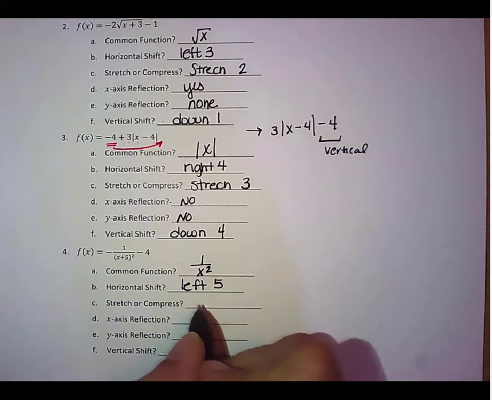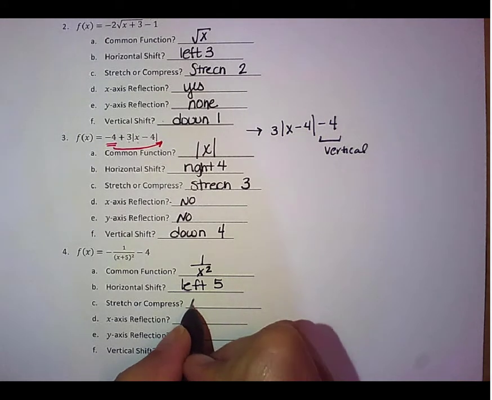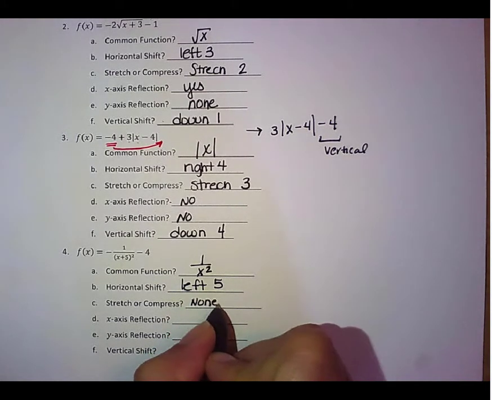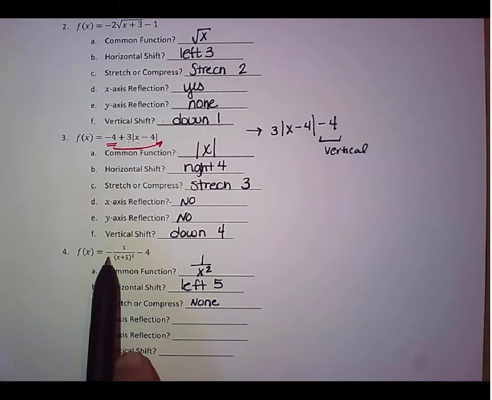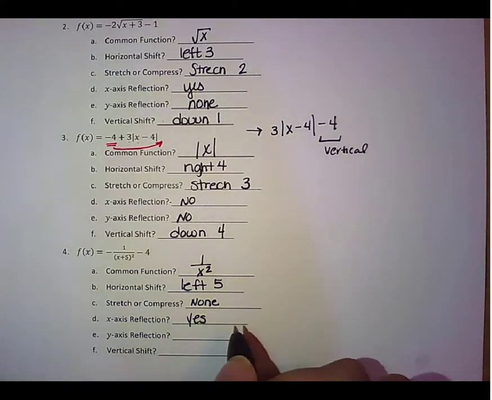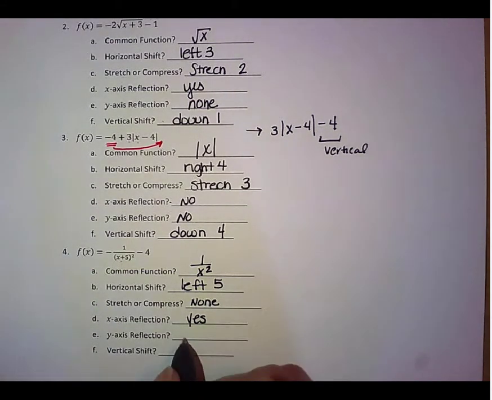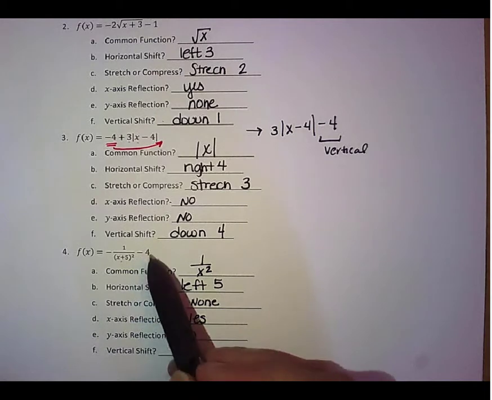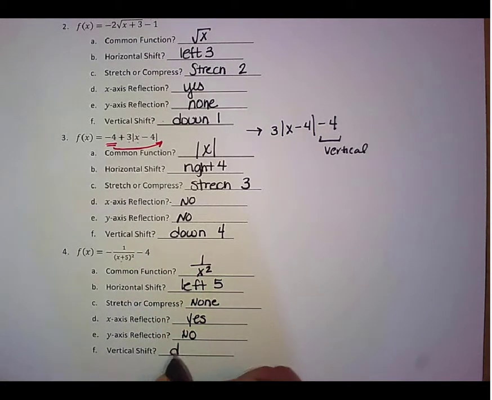It does not have a stretch or compress, so this is none. However, it is reflecting over the x-axis since you have a negative out here in front of the function. So this is a yes for the reflection. It is a no for the y reflection. So we're only reflecting over the x-axis. And then again, we have this minus 4, so we are going to be shifting our graph down 4 units.